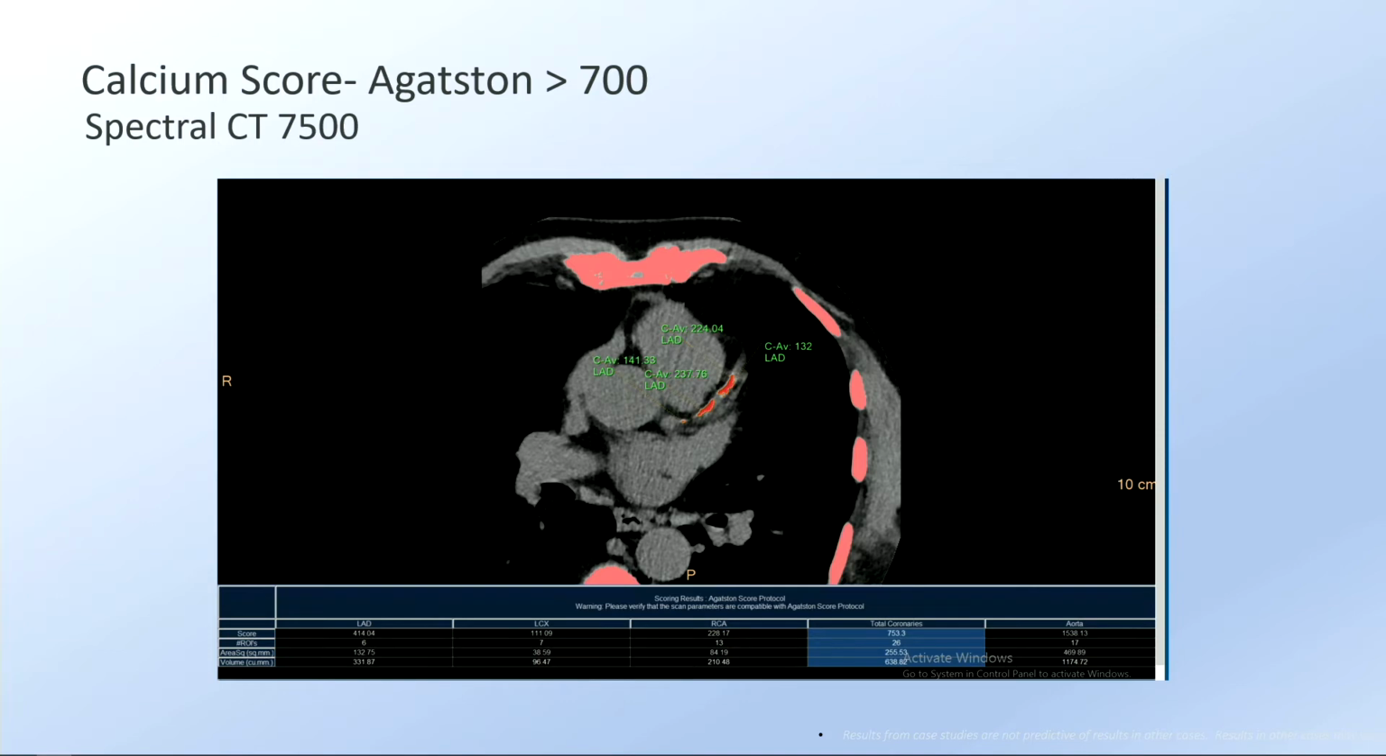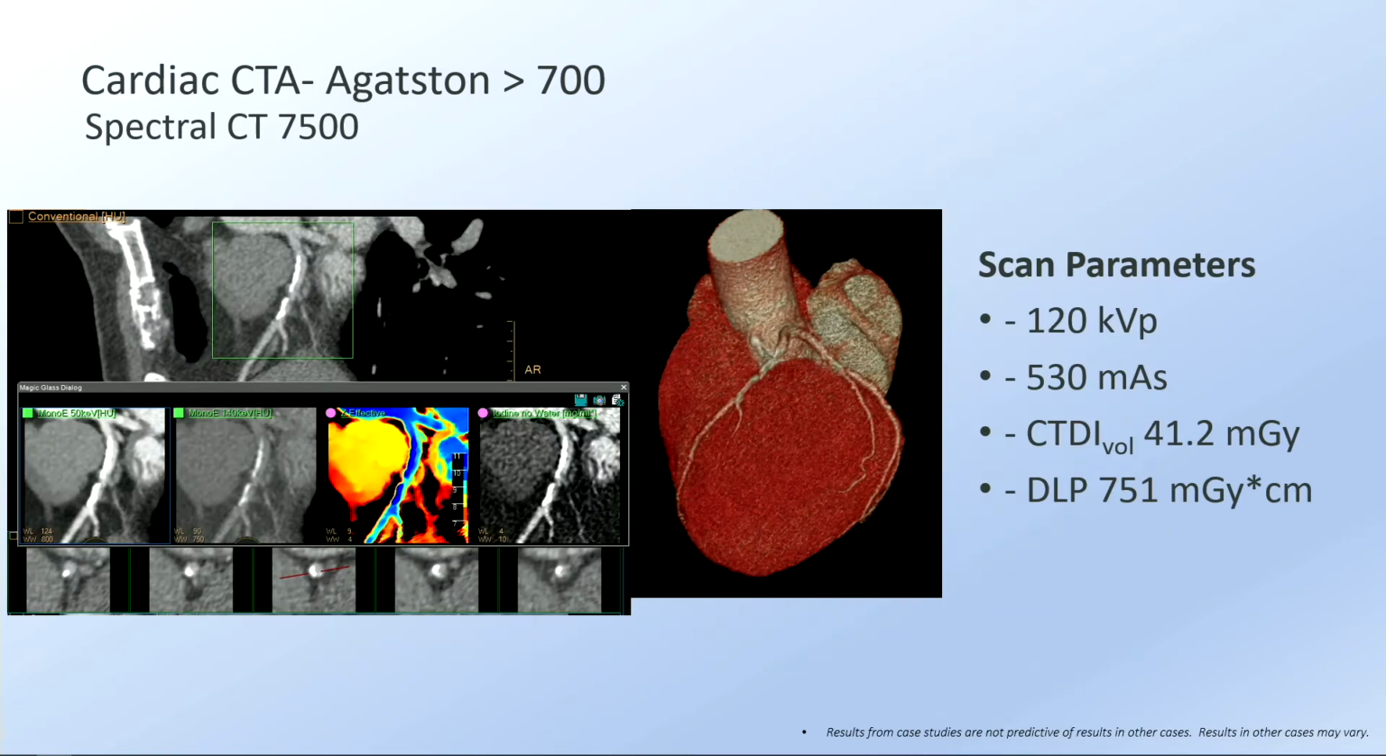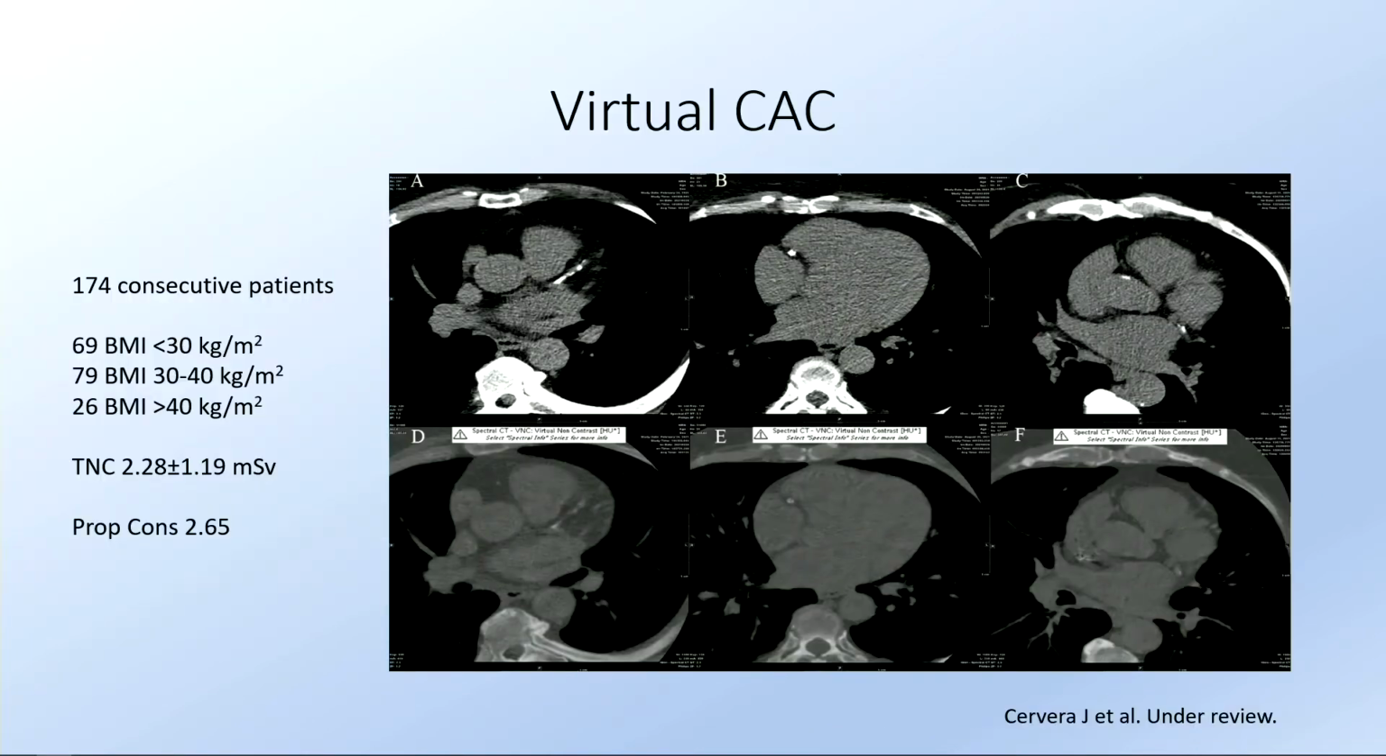We can see here the high burden of calcification of another patient with an Agatston over 700. And in this case, we can see also, using high monoEs and the C effective, you can clearly visualize a significant stenosis as well. So we'll talk now a little bit about virtual calcium scores. That is another function that we can have.